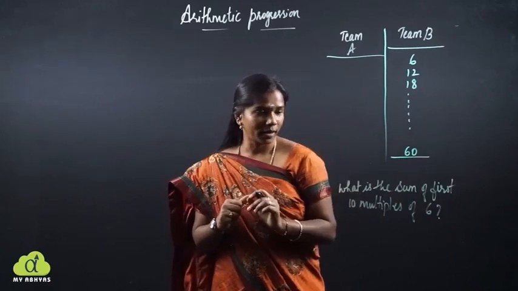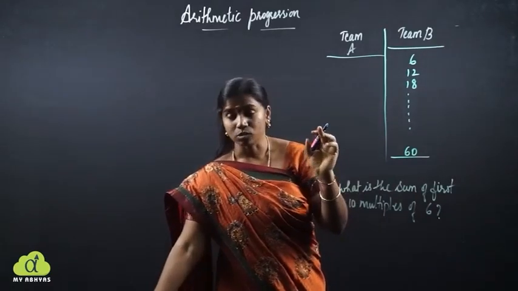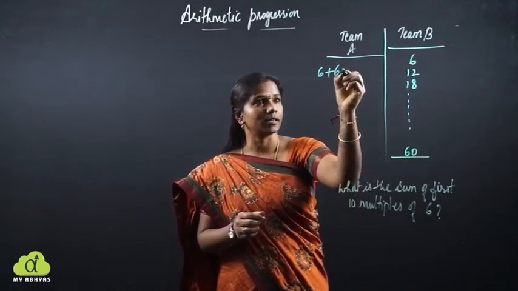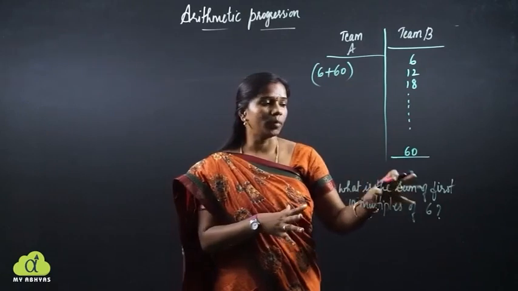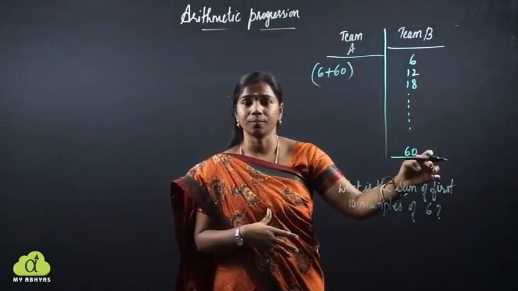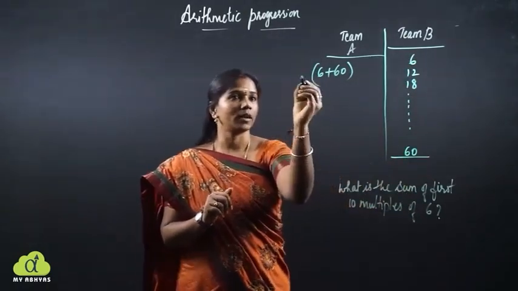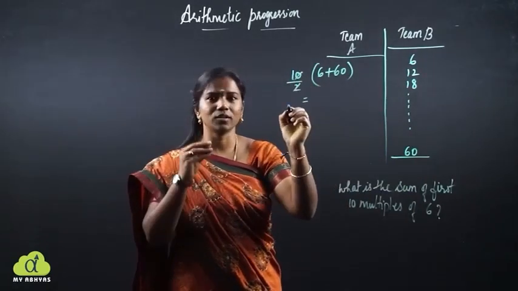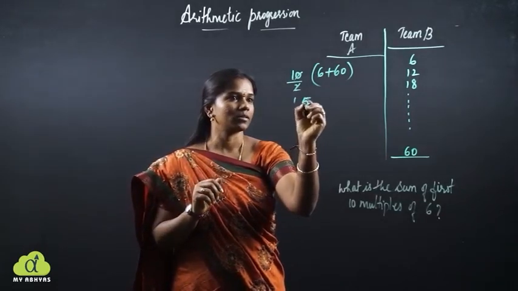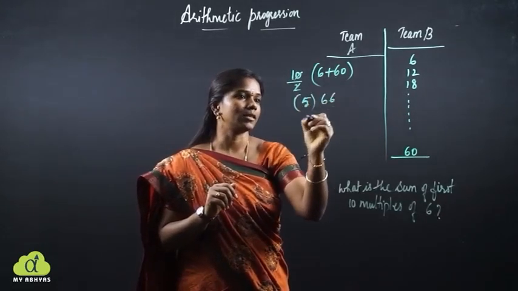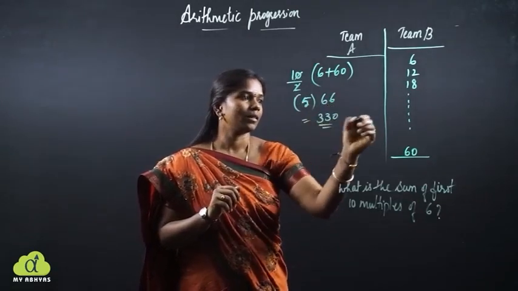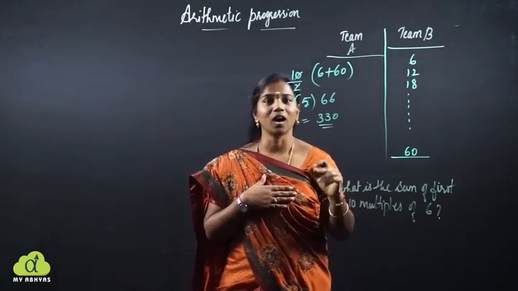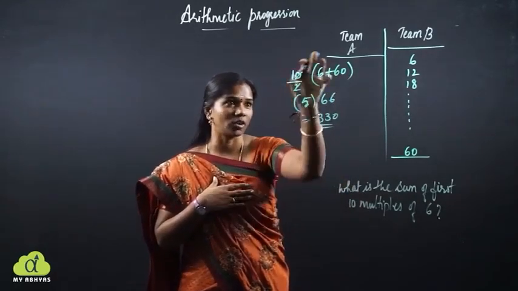Here, what they did, they took a small shortcut: the first term, that is 6, and the last term, 60. Totally how many numbers, from 6 ones are to 6 tens are? 10 numbers, right? So they took the sum of first and last, 66, multiplied by 10 and divided by 2. Very quickly, within a fraction of a minute, they got the answer: 5 into 66 is 330. They kept on counting. So let us find out how team A would have done this shortcut.